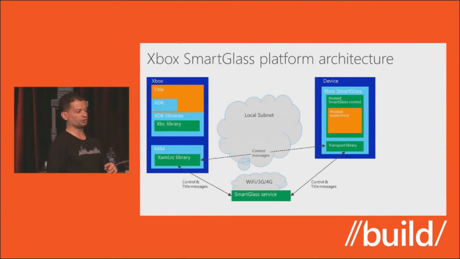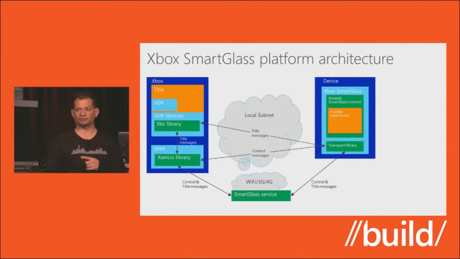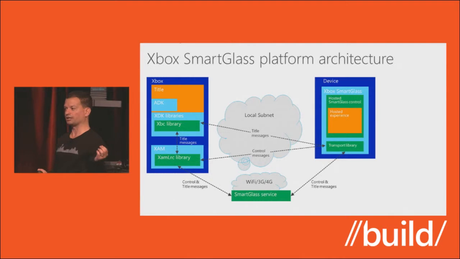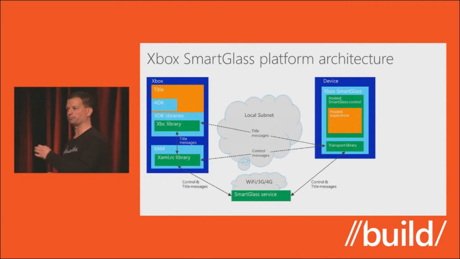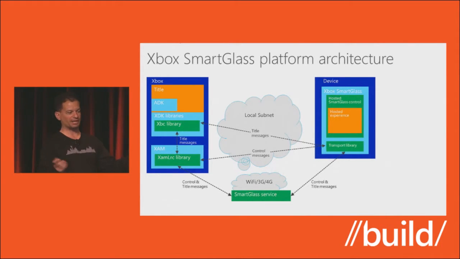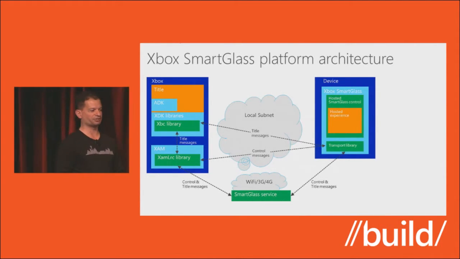They're able to use this title messaging channel to send messages. Title messages allow for a two-way communication pipe between the device and the console. You can send arbitrary messages. They're formatted as JSON, and they can be up to 1K in length. But beyond that, you can do whatever is necessary for your particular title.